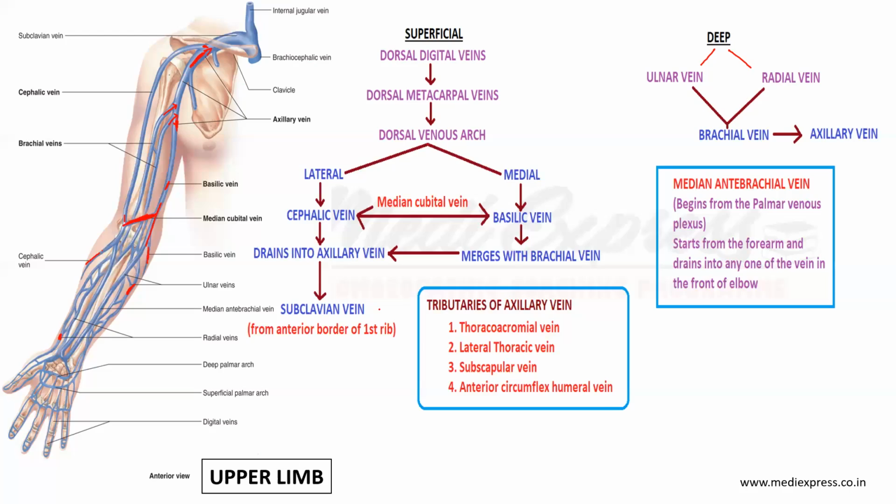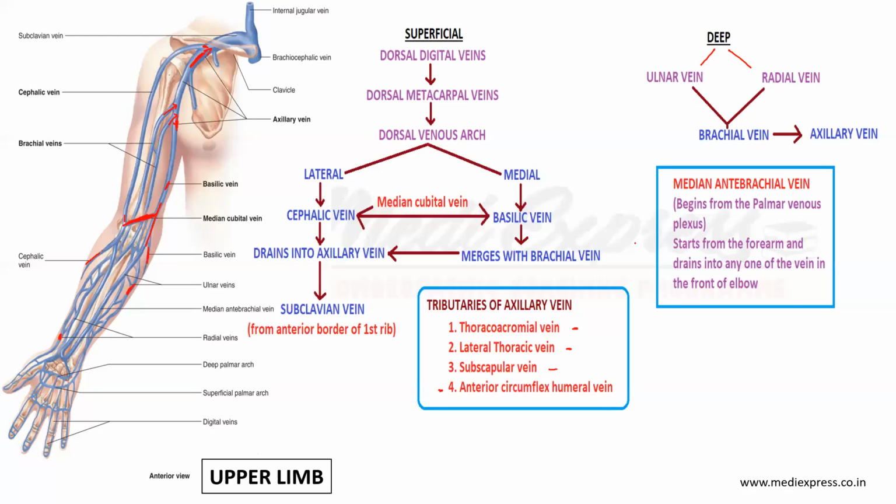Now we're talking about the lateral tributaries of the axillary vein. That is very important, you should know. The tributaries of the axillary vein are the thoracoacromial vein, then we have the lateral thoracic vein, the subscapular vein, and the anterior circumflex humeral vein. So these are the tributaries of the axillary vein.